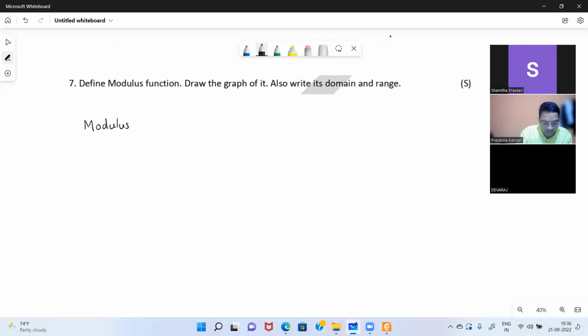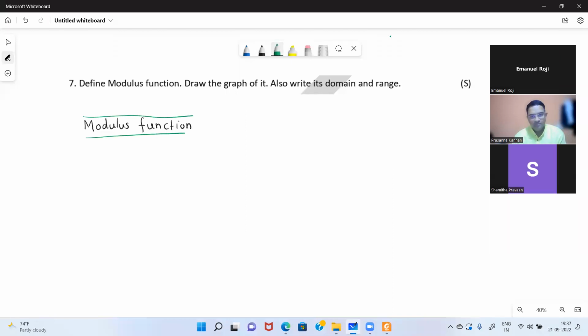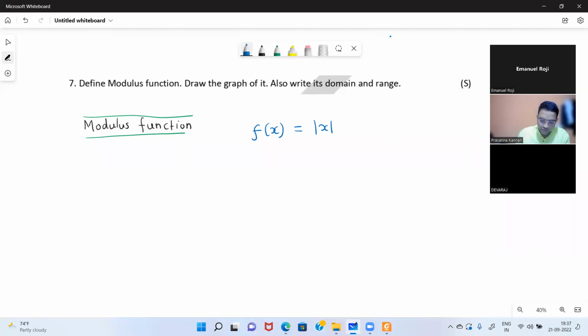Anybody can tell me what is a modulus function from whatever you know? f of x is equal to modulus x? Yes. So the function is f of x is equal to modulus of x. So this is how the function will look like. x can either be positive or negative, but the outcome will always be positive. So how do you define it?